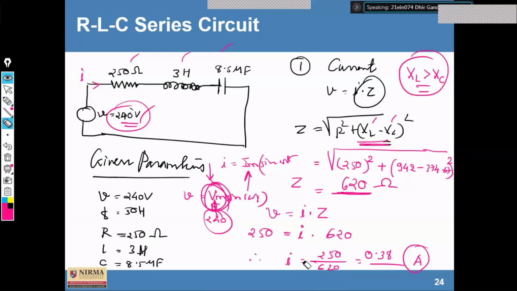Now the value of current is found. Similarly, we can find the value of power factor also.